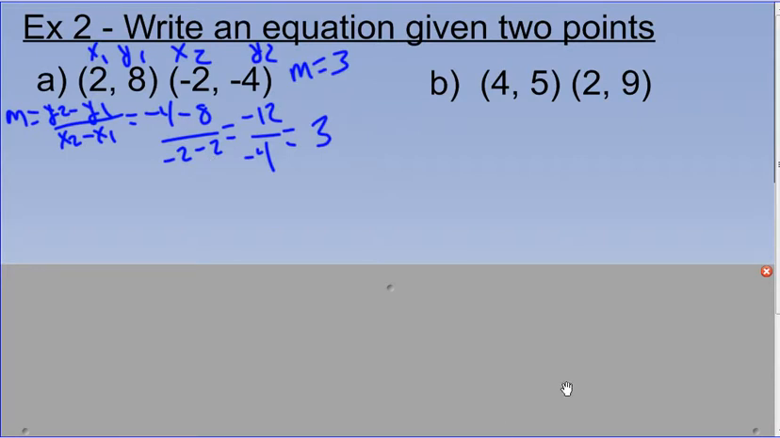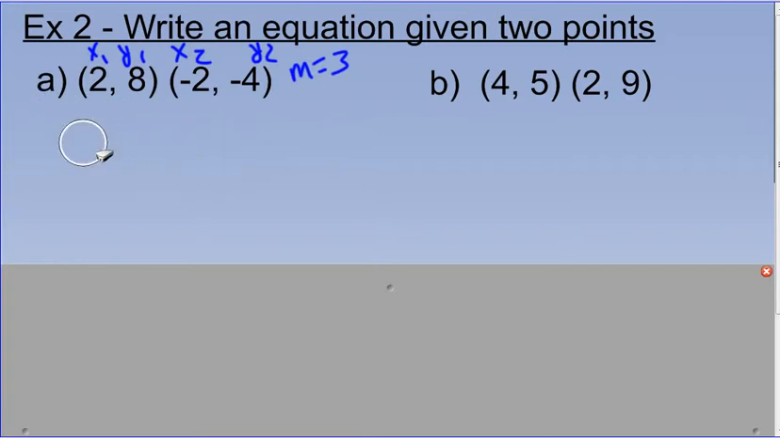Now that I have slope, I can do what we did in the last problem. I'm going to erase this. If you need it, pause the video, get it. Now I'm going to do what I did in the last problem. I have slope, I have points. So y equals mx plus b.